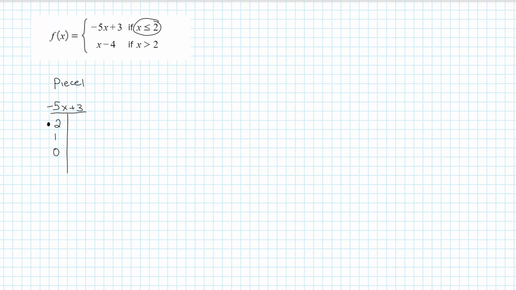So we'll do the math here. We get negative 5 times 2 plus 3, which is negative 10 plus 3, which is negative 7. And then we have negative 5 times 1 plus 3, which is negative 5 plus 3, which is negative 2. And then if we put in 0, we have negative 5 times 0 plus 3, which is 0 plus 3, which is 3. Sorry.